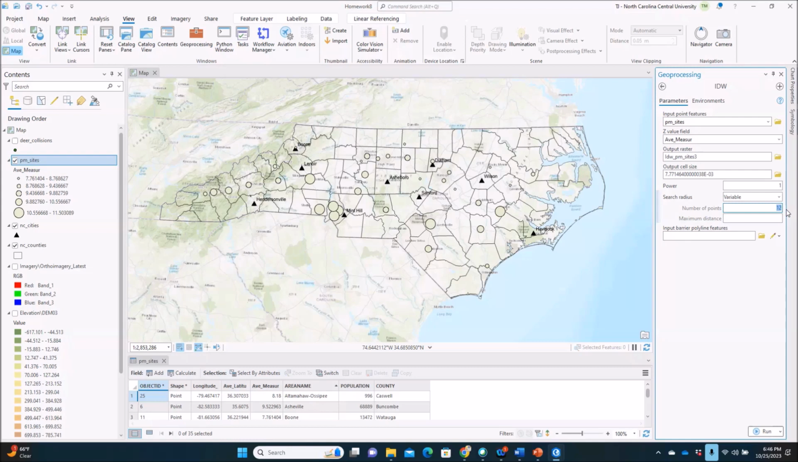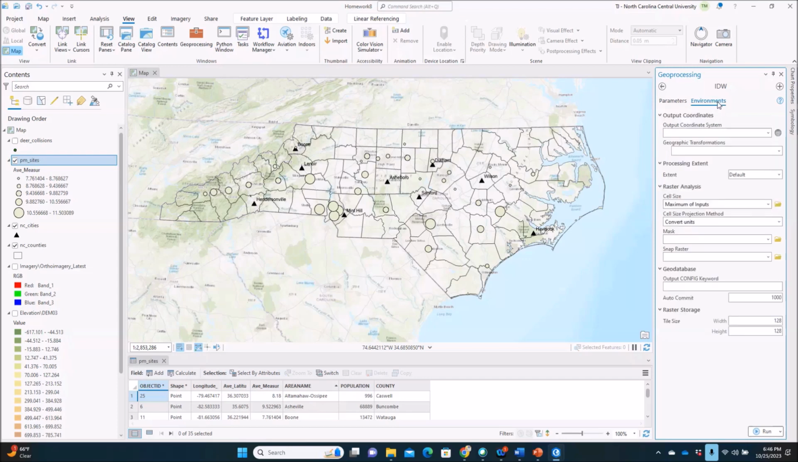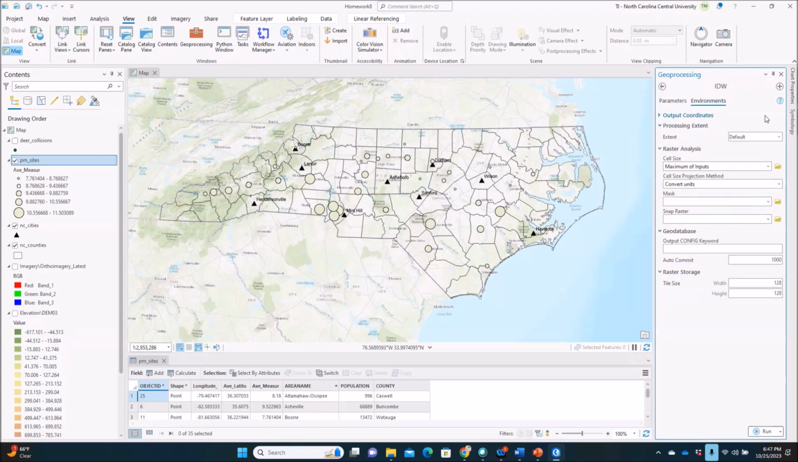And so when we look at these input parameters, there's a lot of ways we can go here. Now, environments, look at all this nasty stuff we've got going on here. Now under coordinate system, I'll just click on the current map right here. The output coordinate system if I want.